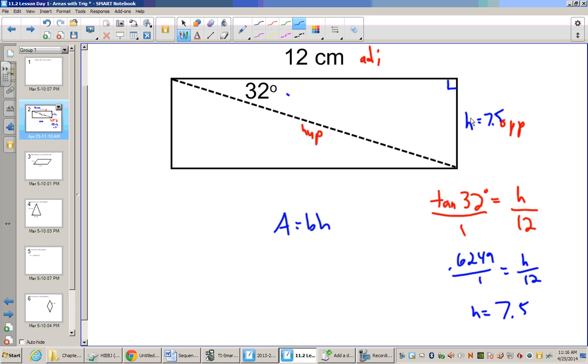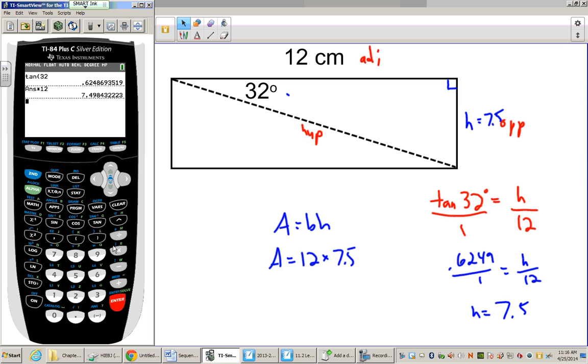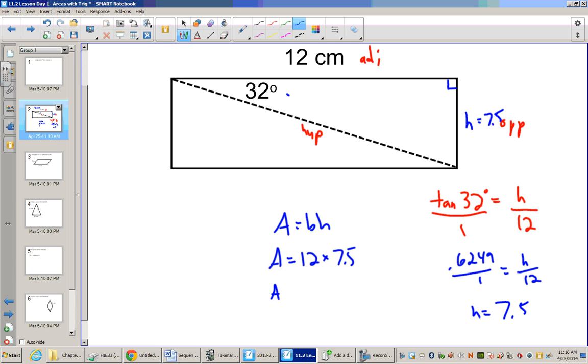Now we're not done yet. Now we need to find the area. The area is our base, which is 12, times our height, which is 7.5. So I can just take my answer and multiply it by 12. And it looks like 89.9. Let's say area equals 90 centimeters squared. And that is our area.